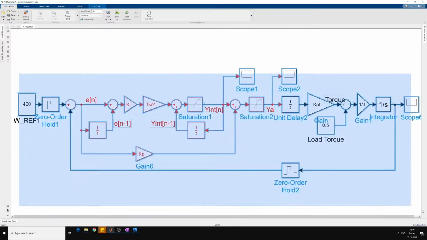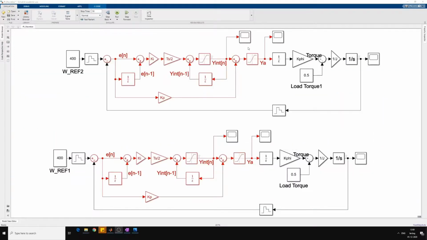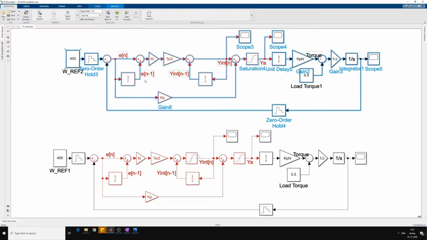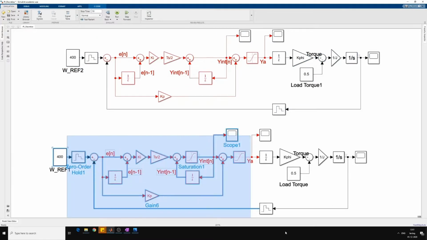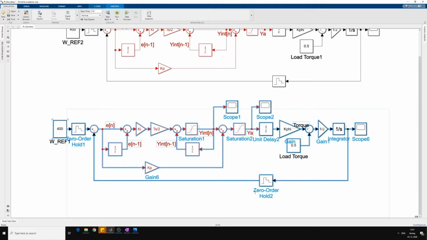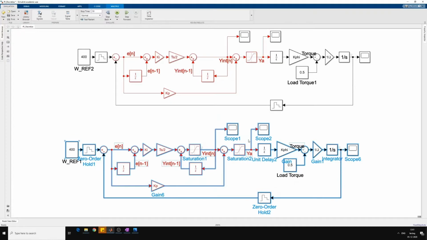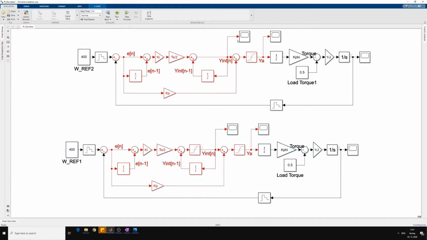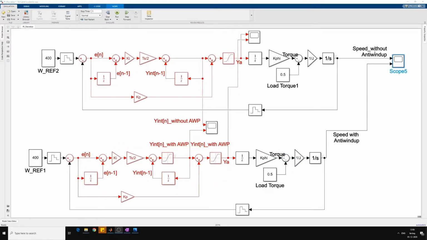I copy the same system. So here I have copied the same system, but in this system we delete this block. We do not have any anti-windup in the integral part. So this simulation shows the performance without anti-windup, and this simulation shows the performance with anti-windup. Now let us compare both the results. So here I am plotting the output speed without anti-windup and with anti-windup. Let us run the simulation and see the output.